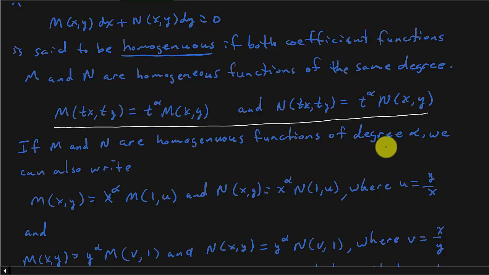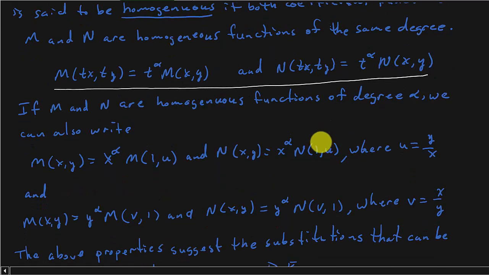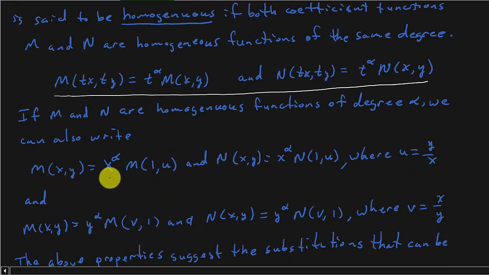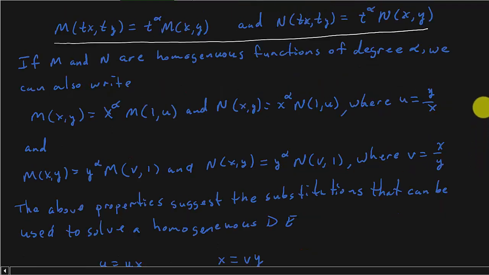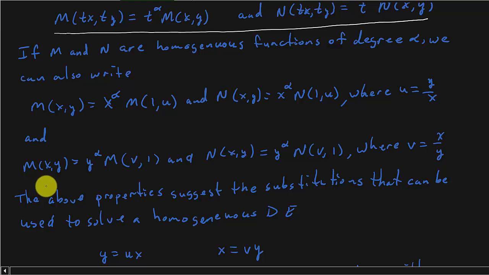if M and N are homogeneous functions of degree alpha, we can also write M of x, y is x to the alpha M of 1, u, and N of x, y is x to the alpha N of 1, u, where u is y over x. And it's the same thing here: M of x, y is equal to y to the alpha M of v, 1, and N of x, y equals y to the alpha N of v, 1, where v is x over y.